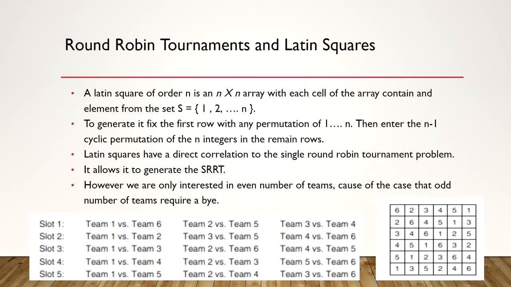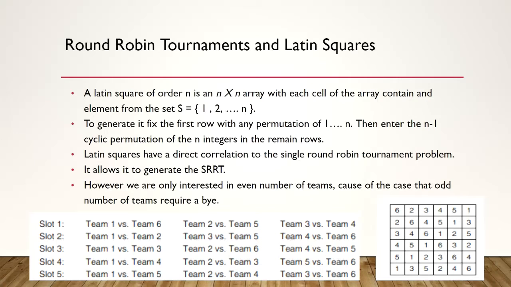So one of the effective uses with the single round robin problem is using Latin squares. A Latin square of order n is an n times n array in which each cell of the array contains an element from the set S of 1 to n. To generate it, fix the first row with any permutation of 1 to n, then enter the n minus 1 cycle permutation of the n integers in the remaining rows.